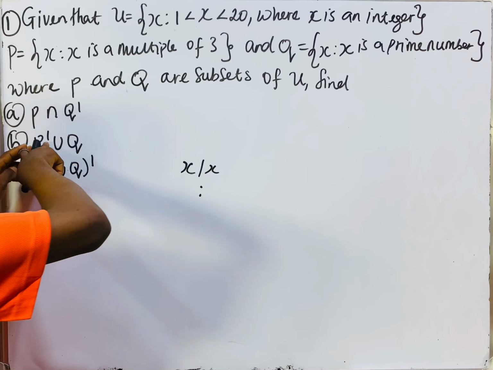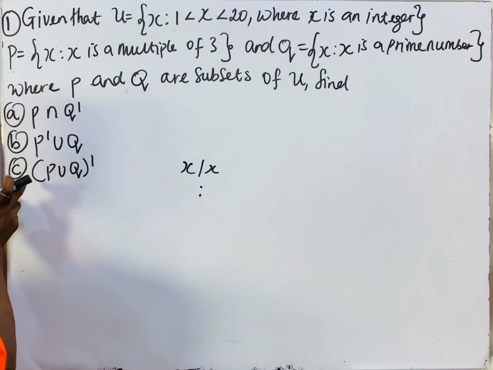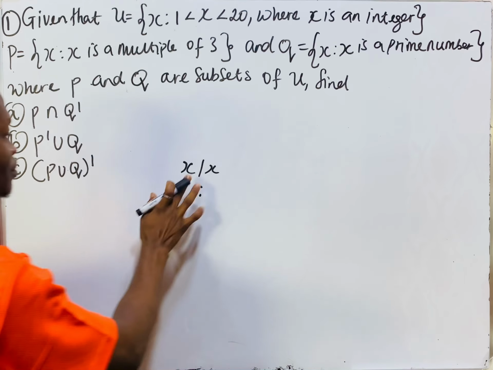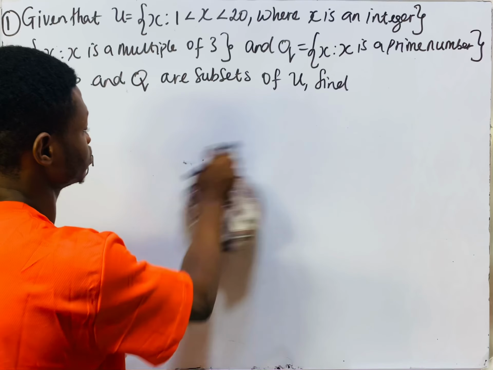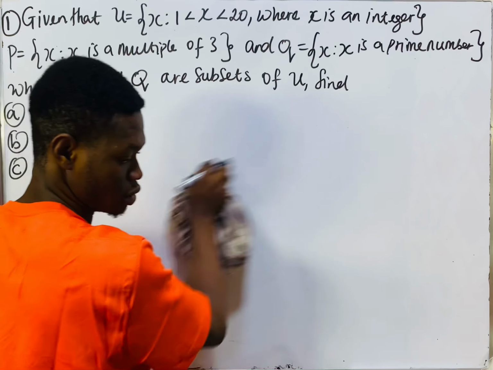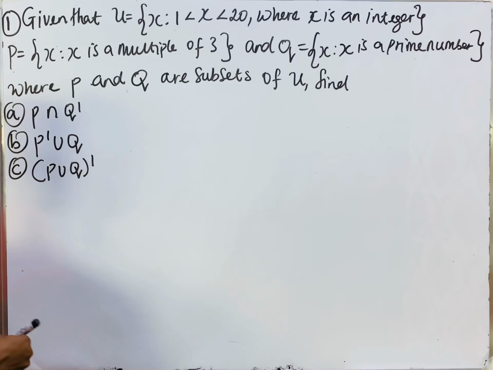Find A, P intersect U prime. B, P prime union Q. And C, P union Q prime. So, how can we solve this question? So, we are going to get started.